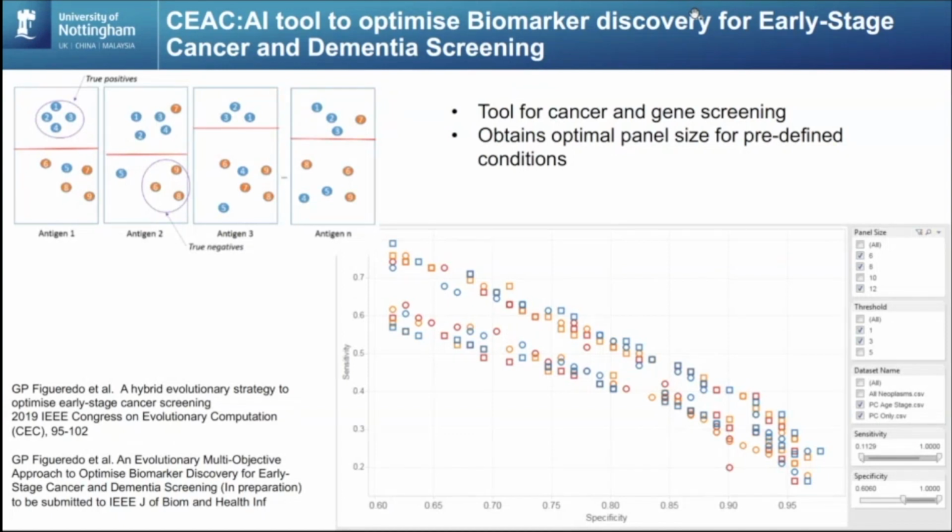And this tool was so successful, and now we're trying to apply the same principle to identify genes that might detect diseases such as dementia and other diseases where we need to find a subset or a panel of genes that might indicate any sign of disease progression.